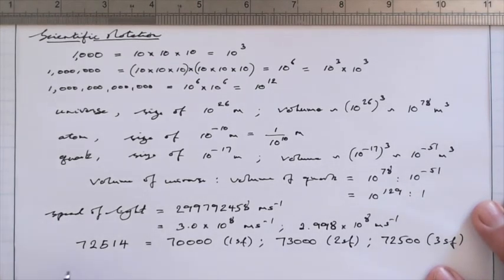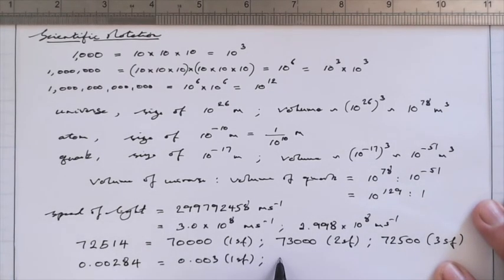Let me just do one more example. Let's have a small number now. Let's imagine I have 0.00284. Then to one significant figure, I would write this as 0.00 to indicate the size. And then this number here, because the next number is 5 or greater, would be 3. So that's that number to one significant figure. If I'm writing this number to 2 significant figures, I would write it as 0.0028. That's 2 significant figures.